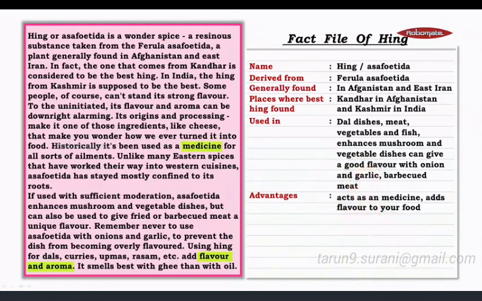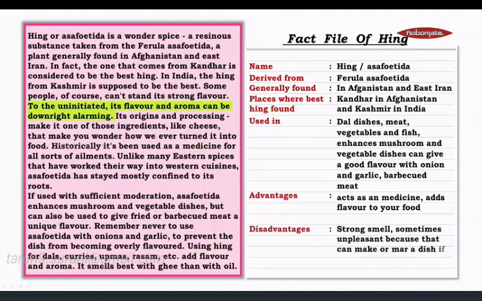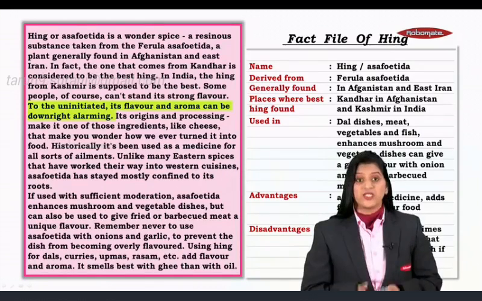Put all these things like medicinal value here. It acts as a medicine, adds flavor to your food. Then disadvantages. If you see there are certain disadvantages also and you're going to write them as they are. Just remember, you don't have to write the entire sentence. Pick only keywords, important things and put them over here in your fact file. Now, this was a fact file about a thing.